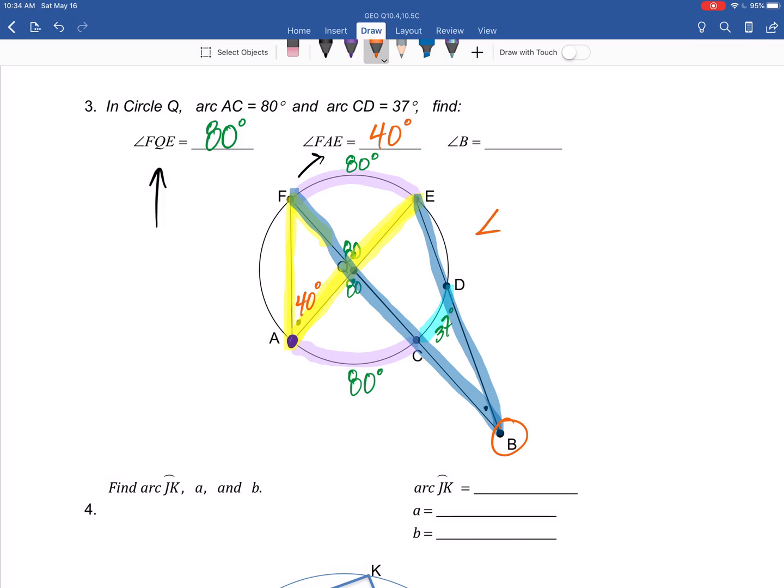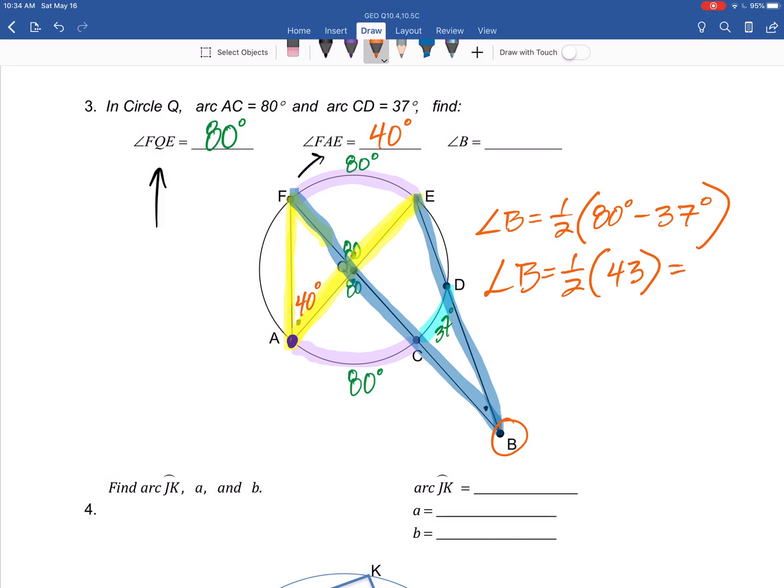Here it is. Angle B equals 1/2 times the big arc, which is 80 degrees, minus the small arc, which is 37 degrees. That's the third formula, the lower formula on your formula sheet. Let's go do it. Angle B equals 1/2. Okay, let's see. 80 minus 37. What's that? That's going to be 43.